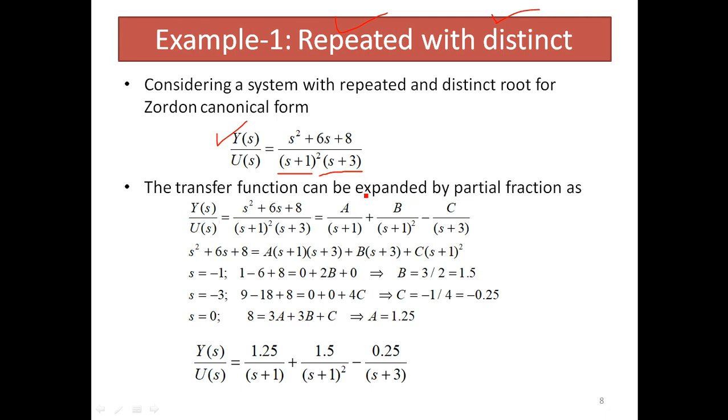Again we have to expand it by the partial fraction method. This is s square plus 6s plus 8 over s plus 1 squared times s plus 3. It is taken as a over s plus 1 plus b over s plus 1 squared plus c over s plus 3. Because both sides of the expression should be equal, we get a into s plus 1 times s plus 3, plus b into s plus 3, and c multiplied by s plus 1 squared.